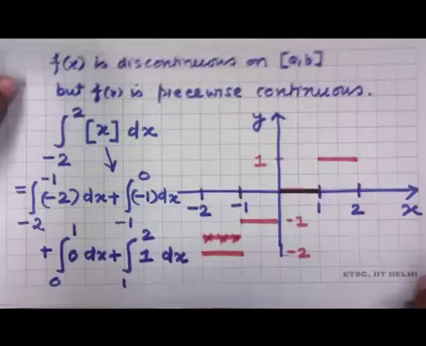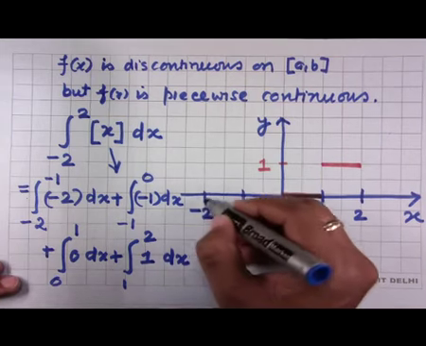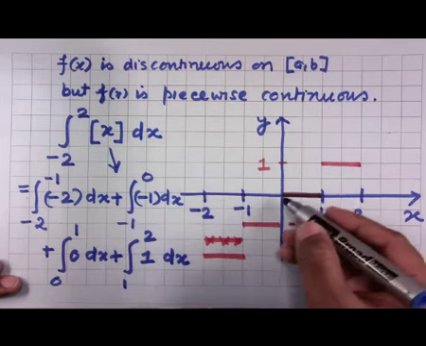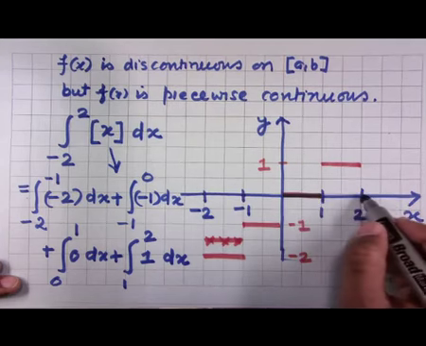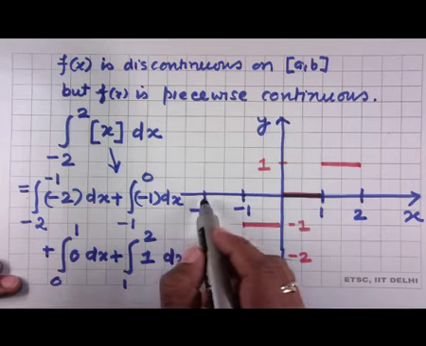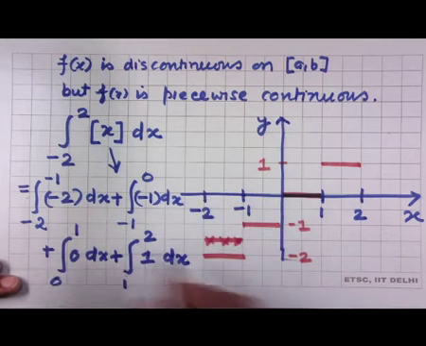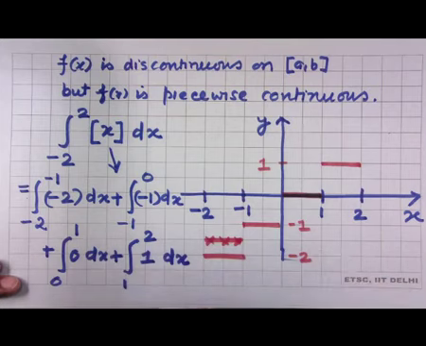So, now let us try to understand. The function is not continuous throughout, but between minus 2 and minus 1 it is continuous, between minus 1 and 0 it is continuous, from 0 to 1 it is continuous, and from 1 to 2 it is continuous. So, you can break the integral over those subintervals, and you can then evaluate it on individual intervals.